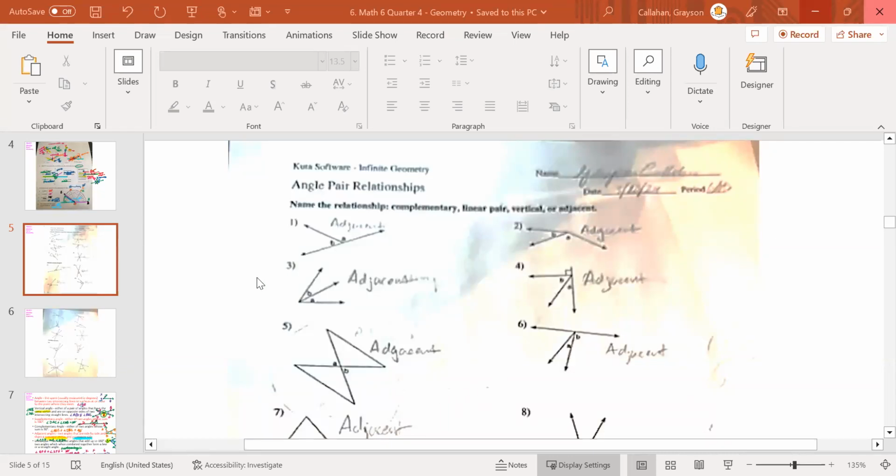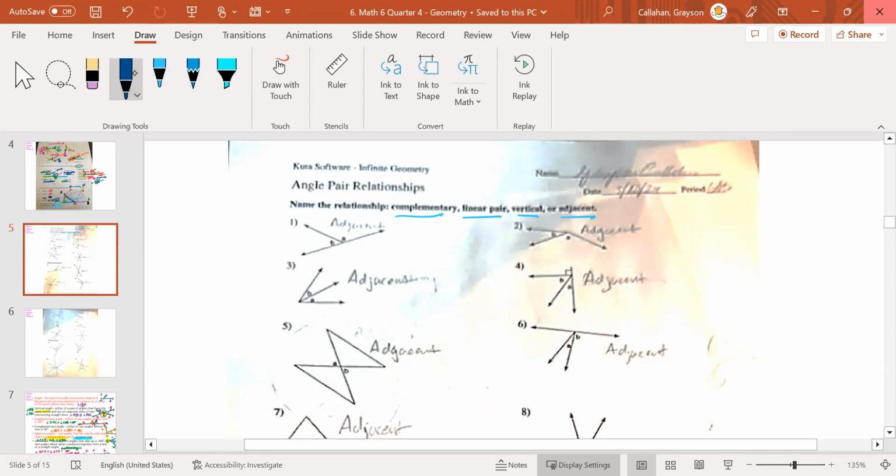Okay, so this is part 2, the second homework assignment for week 11, Monday, semester 2, quarter 4 on geometry. So this is a Kuta Software worksheet. So it's either complementary, linear, vertical, or adjacent.